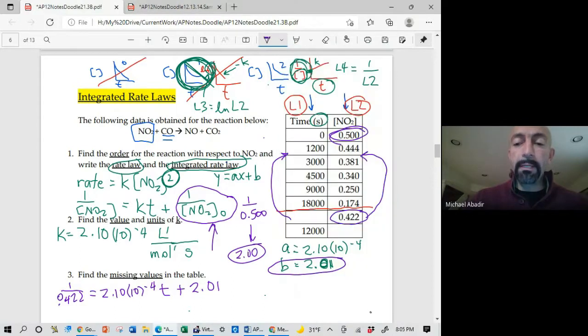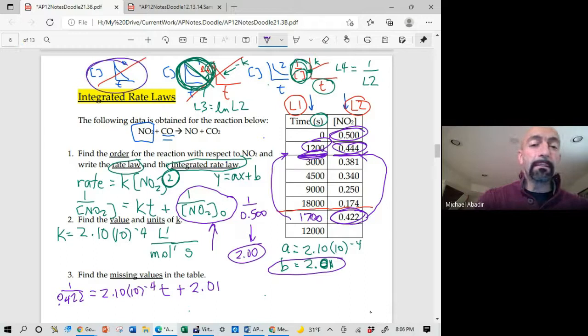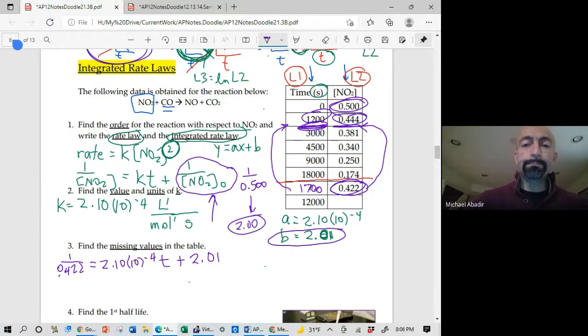So look, that makes a lot of sense because 1700 seconds fits right in this spot right here, just like the concentration of 0.422 fit in the zone right there. Now listen, you cannot do a little ratio. You can't say like 1200 is to X as 0.442 is to 0.422 because this is not linear. It didn't come out linear with this concentration. You have to put it into the integrated rate law. Okay, good. Let's get the last one.